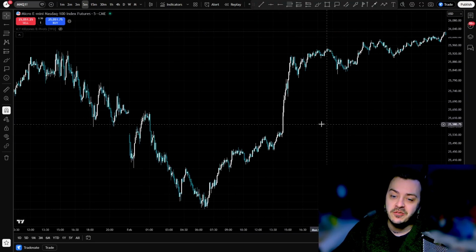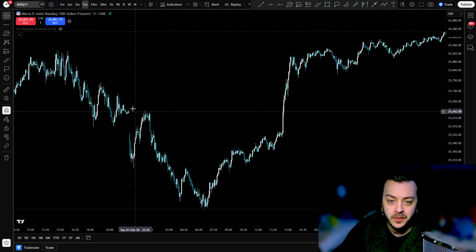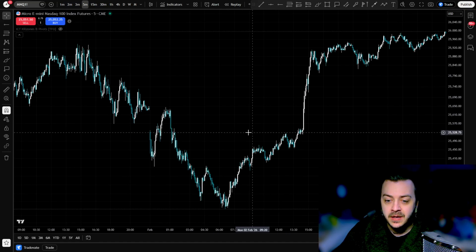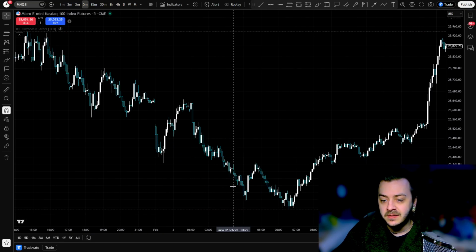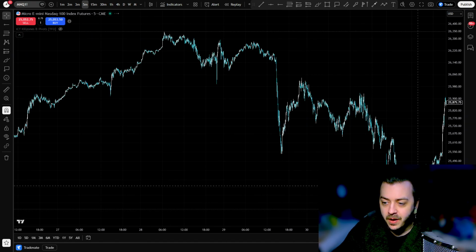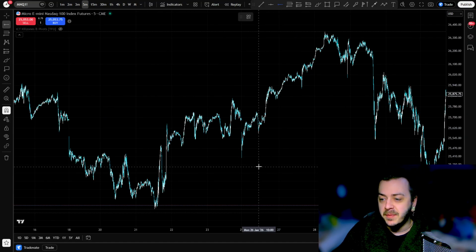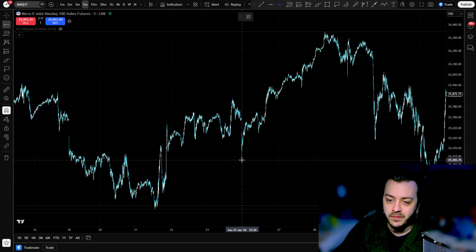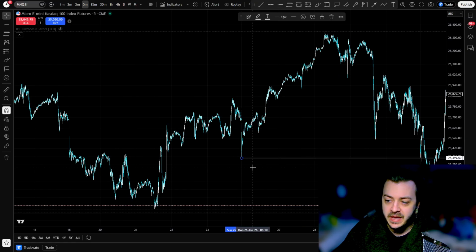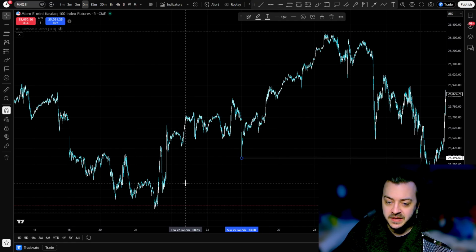We opened up here, filled the gap, we came down. There was actually a 5 minute here that you could have taken. I wasn't actually on the charts at this point because this is Asia session, as you can see. But this 5 minute here would have worked. You can see we've got a really obvious liquidity here that did get swept.